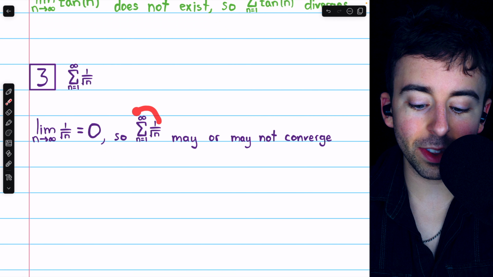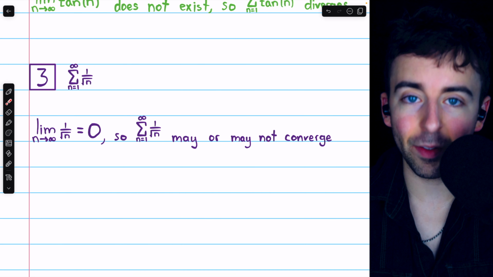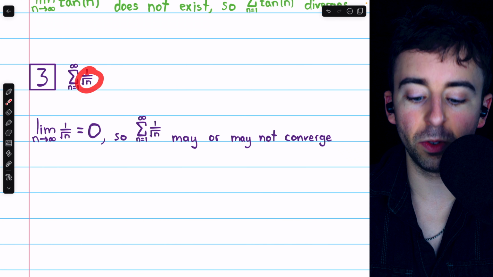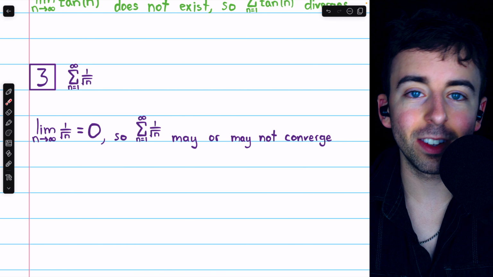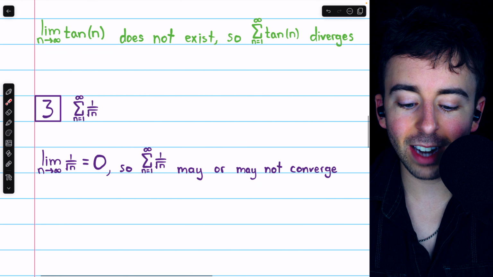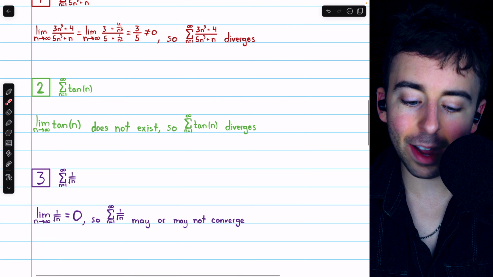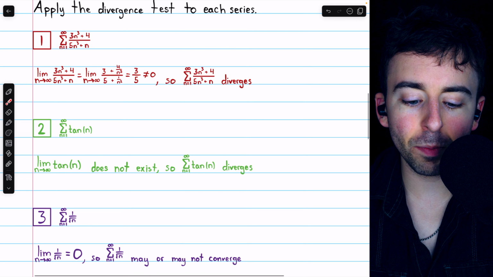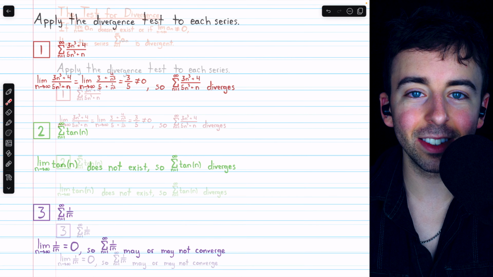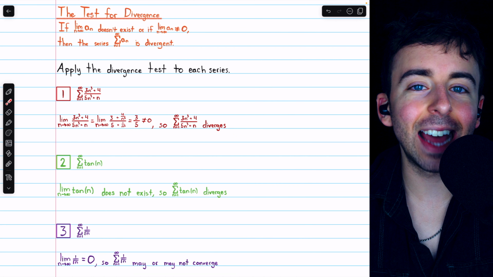Now, as it turns out, this series does actually diverge. So even though its terms approach 0, it is a divergent series. Remember, the divergence test isn't going to catch every divergent series, but it does a pretty good job of catching the easy ones. So that's the divergence test and how to use it.